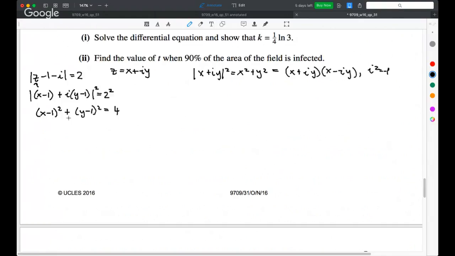So we have this, but before we could multiply it out, but that would be a mistake, because here what we have is the equation of a circle with center at 1, 1 and radius 2. Well, that's what we need. We need to draw our Argand plane.